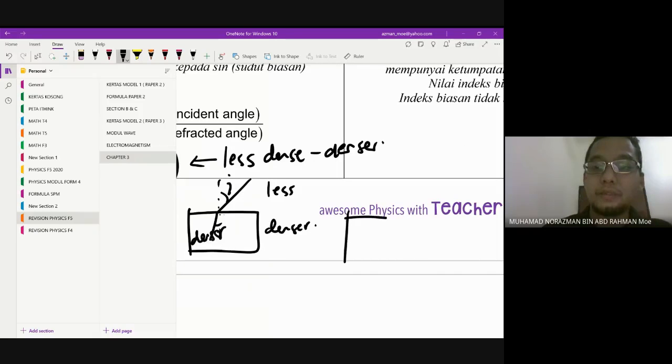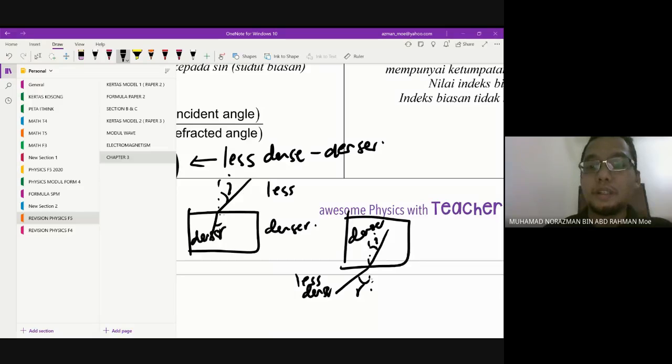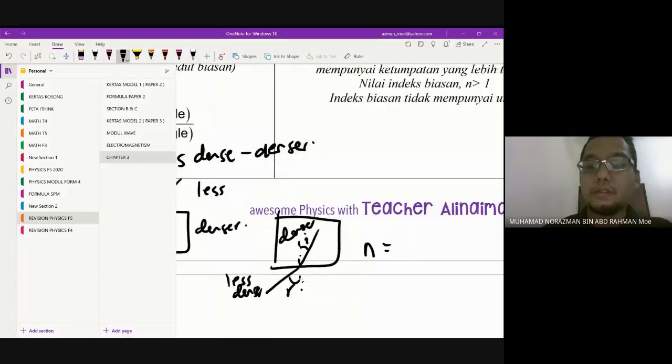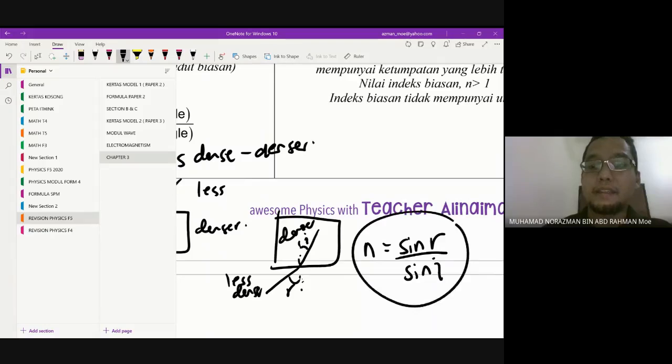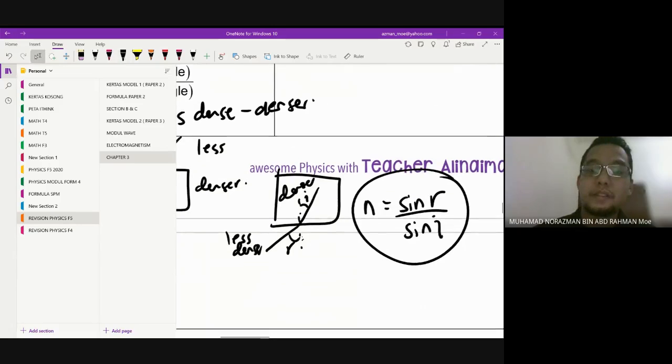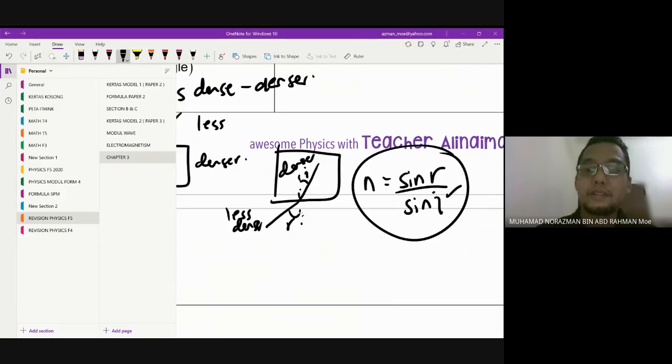Kalau from denser to less dense, example, then ni denser to less dense. This is r, this is i. So the formula is n is equal to sin r over sin i. Okay, ingat dia terbalik. From denser to less dense, jadi sin r over sin i.